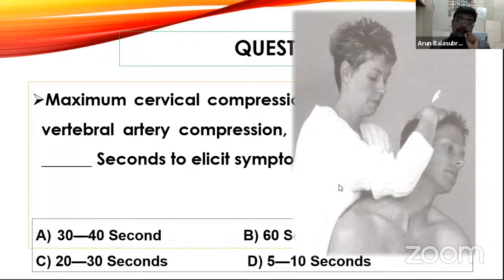you are able to identify neurovascular symptoms like vertebral artery involvement. So how many seconds are we supposed to hold it? D, 5 to 10 seconds, is the wrong answer. Any guess? It's 30 to 40 seconds, 60 seconds, 20 to 30, or 5 to 10? C, 20 to 30 seconds. Any right answers? I see 20 to 30 seconds is the correct answer.